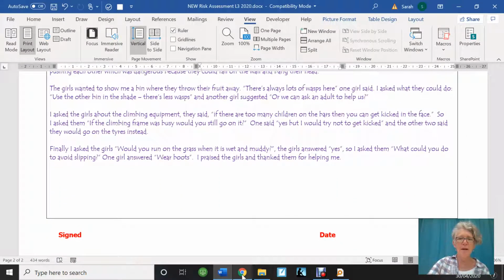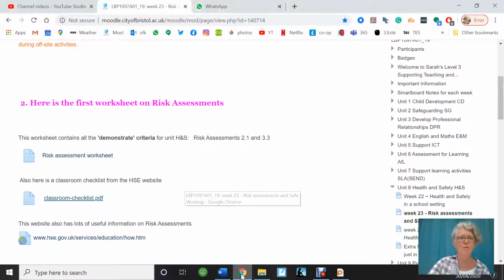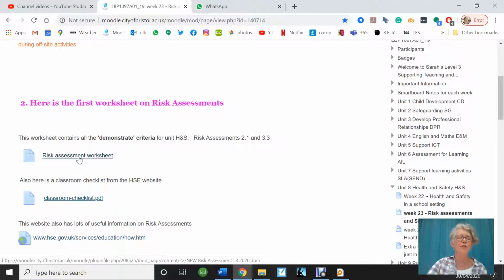Okay, let's go back to Moodle. So that's the risk assessment worksheet. If you fill out both pages of it, you've got 2.1 and 3.3. Maybe at the moment you can't do the one with the children because you haven't been on a trip yet and you haven't been in the playground with them. But I think you probably could, if you were creative, talk about questions you've asked the children, even in a classroom. Why is this dangerous? Why shouldn't you rock on your chair? We're always saying that.